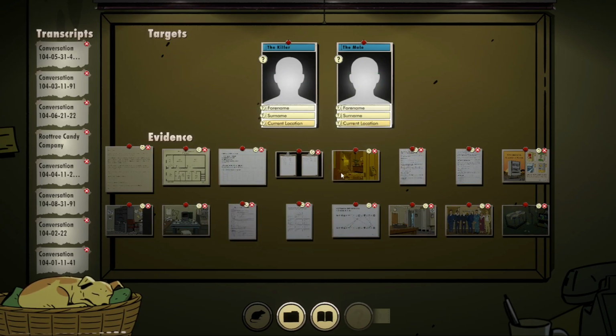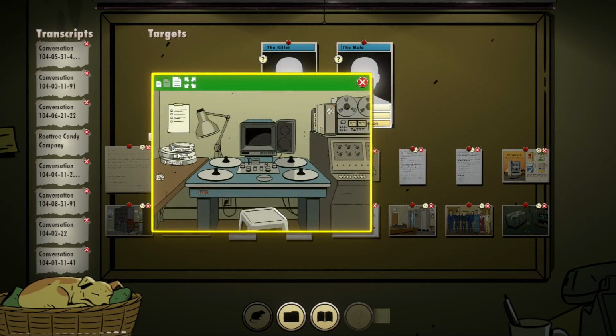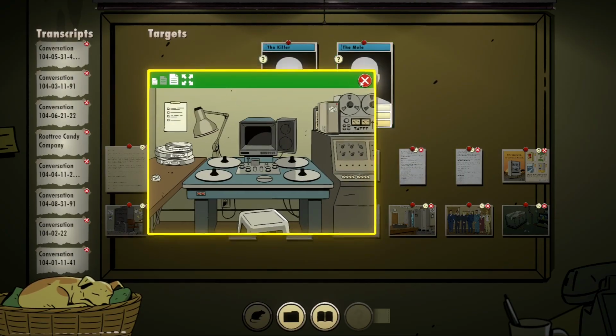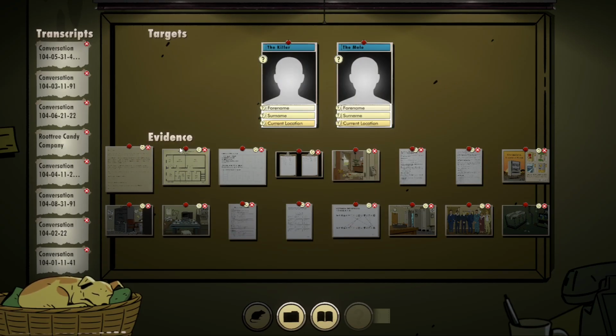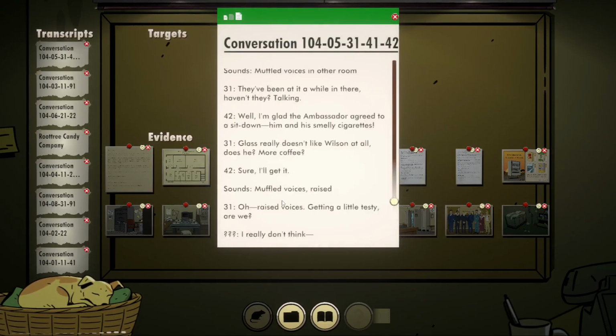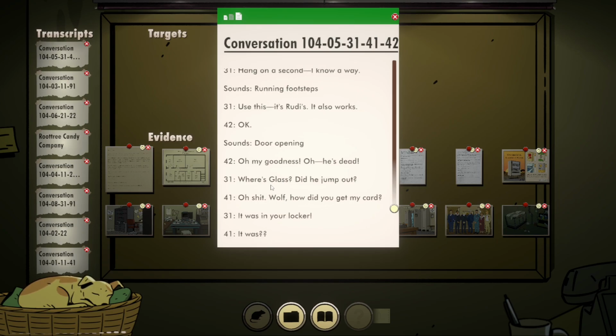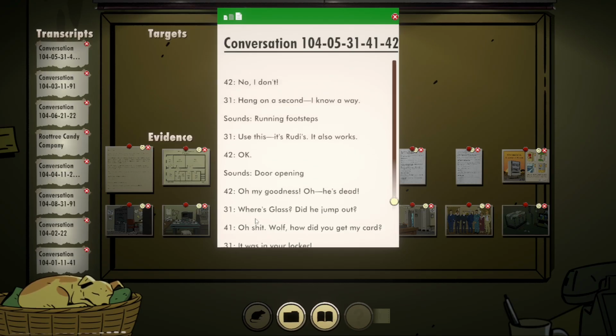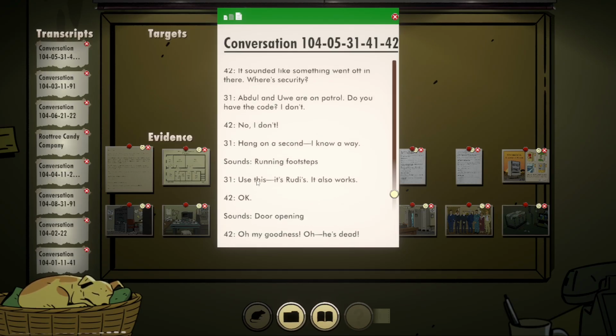It has to be Wolfgang and Yui. I don't know how he would have done it. I mean, it's something with this, right? I just don't... He knew it was in the locker. Oh, he already had Rudy's. Wait a second. Wait a second.